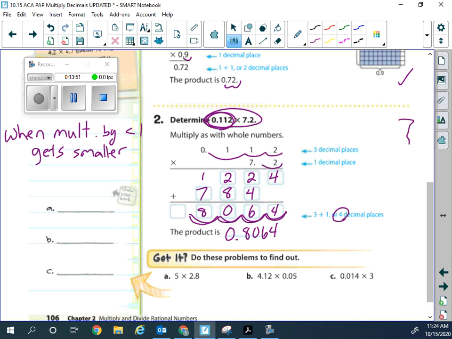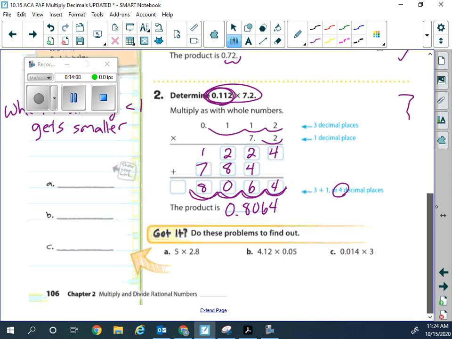So what if you multiply by something bigger than 1? It's going to get bigger. Okay? I'm sorry, I messed up. When you multiply by something smaller than 1, your answer just gets bigger. Smaller, you guys. Not smaller than 1, just smaller than what you started with.